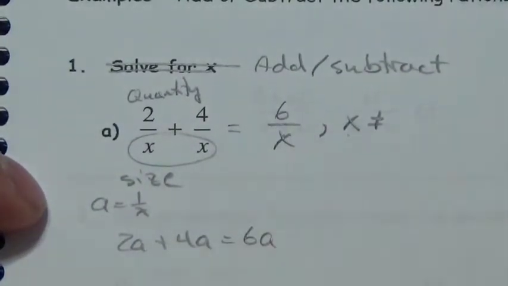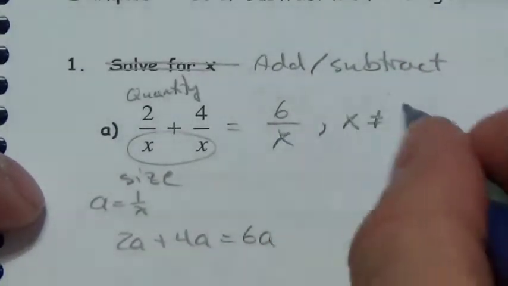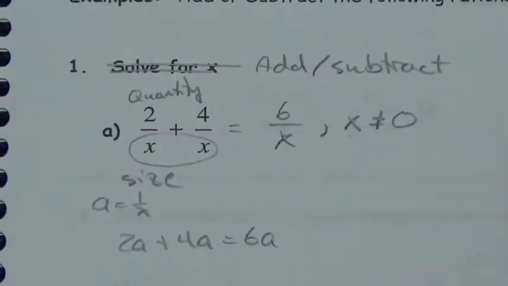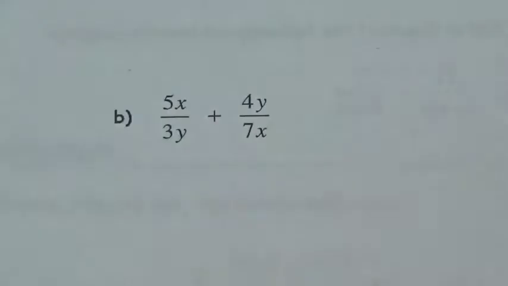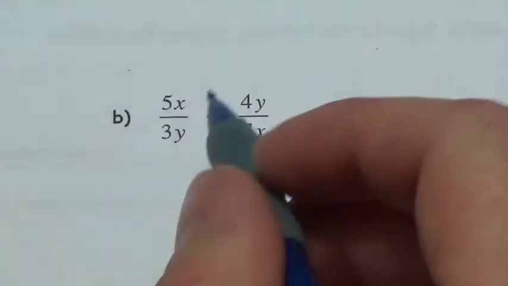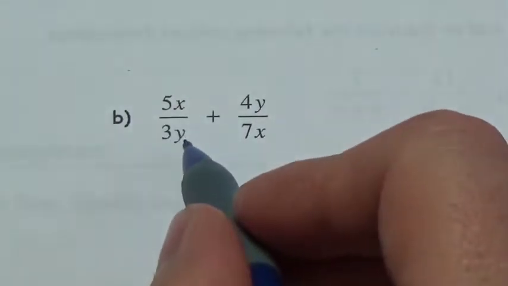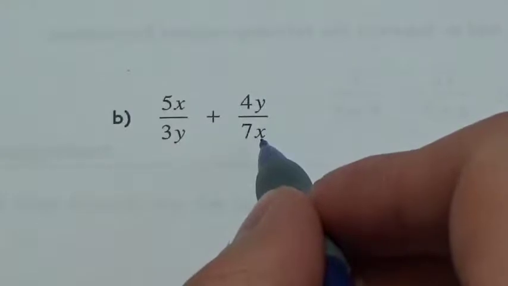Now I do need to state one more thing here. Although it's not absolutely necessary, as teachers, I want you to jump through this hoop. I want you to state the non-permissible value. In this case, x can't be 0. In this next question, there's nothing to factor here. Everything is as simple as it's going to get. I've got 5 over 3y plus 4 over 7x.